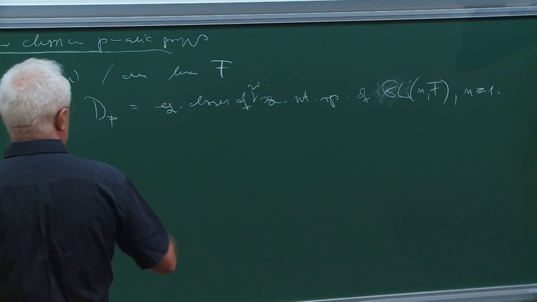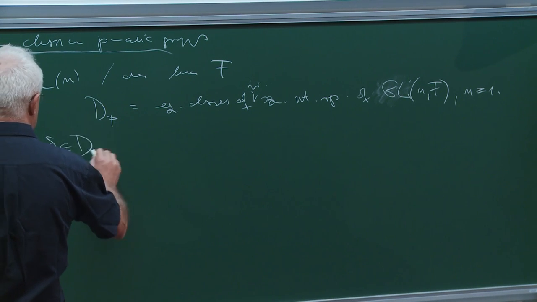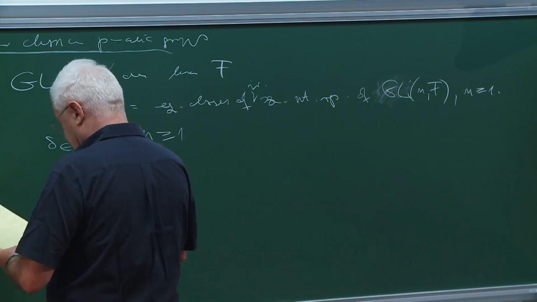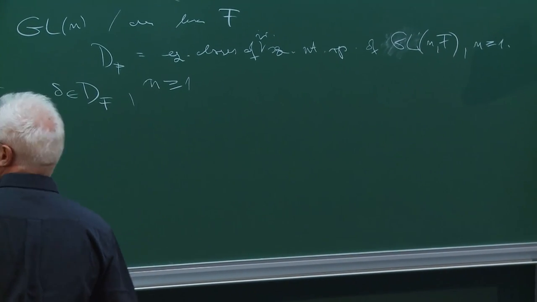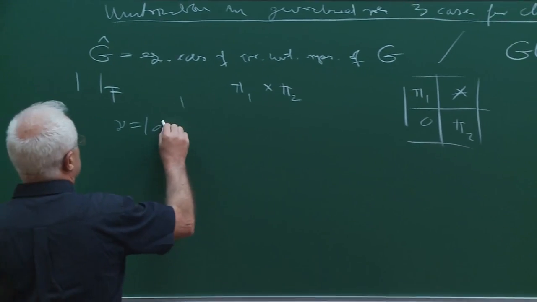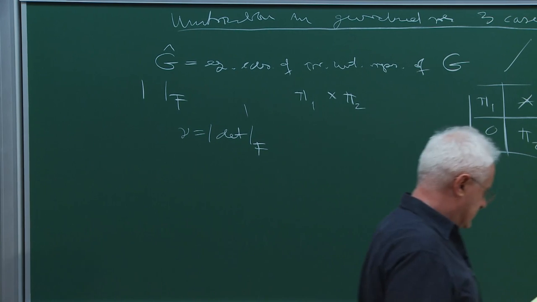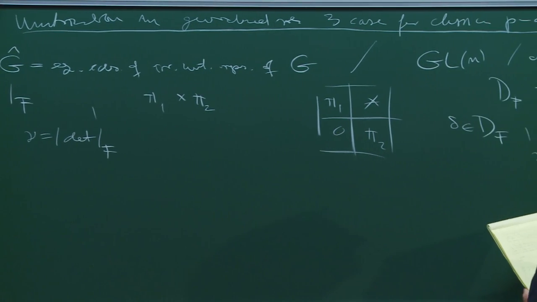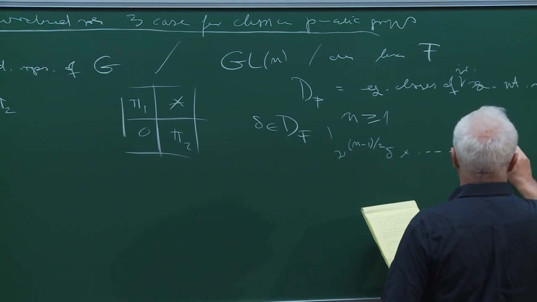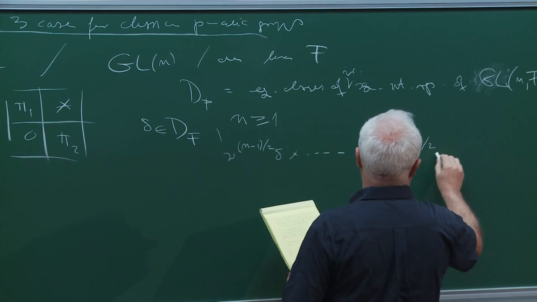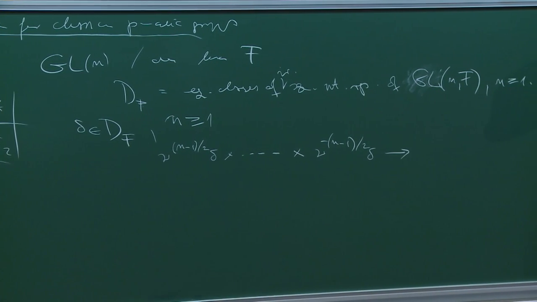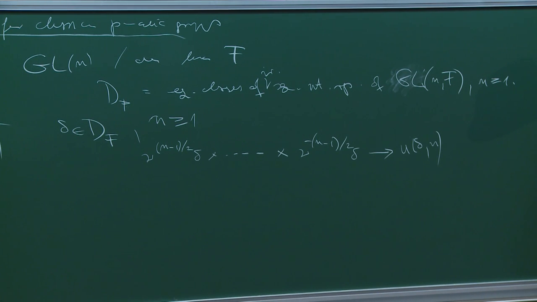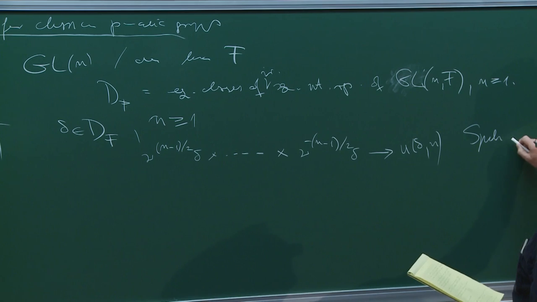So these are discrete series. If you take a discrete series delta here and some positive integer n, also we will denote by nu the absolute value of the determinant of F. Then we will consider the representation nu to the n minus 1/2 delta times, you now decrease exponents by one, up to nu to the n minus 1 half minus n delta. This representation, by Langlands classification, has a unique irreducible quotient. We will denote this by u(delta, n). These are called Speh representations.